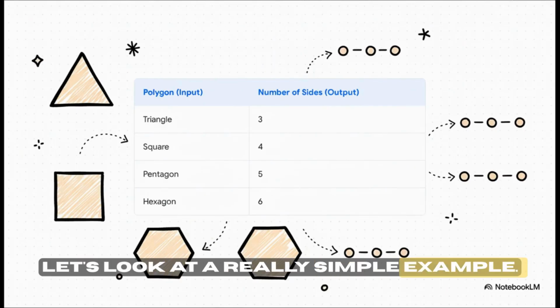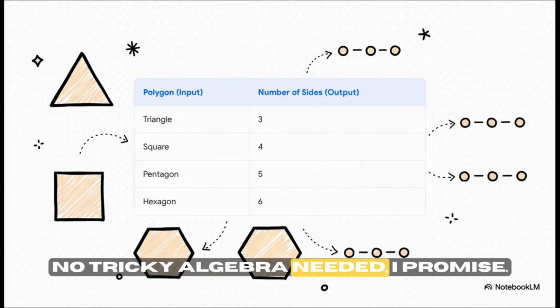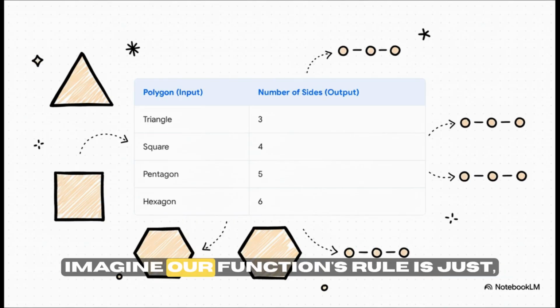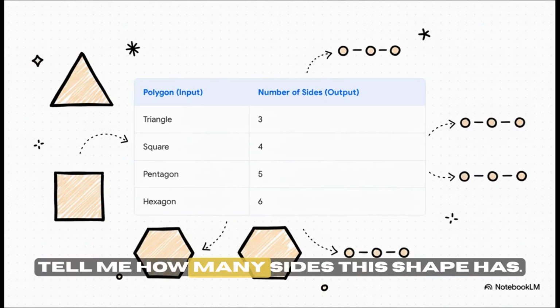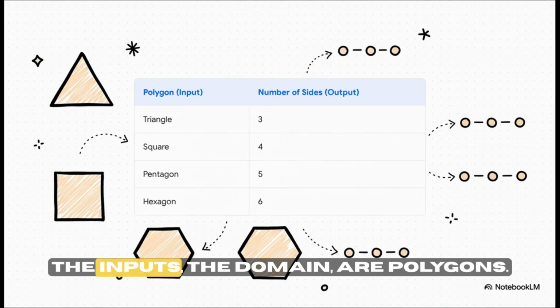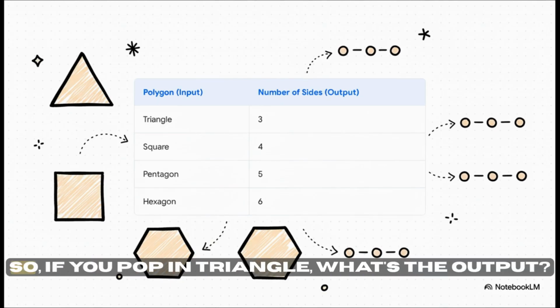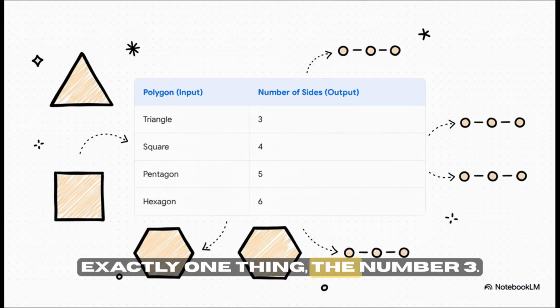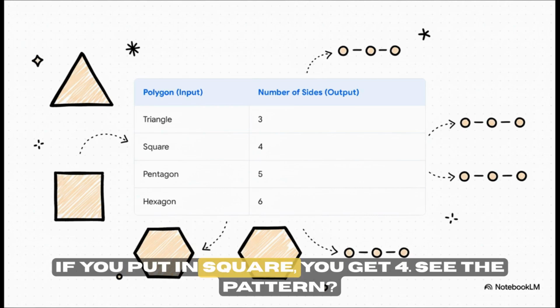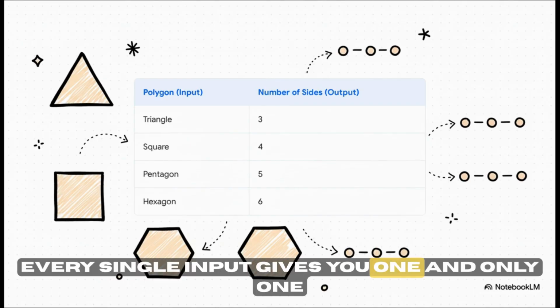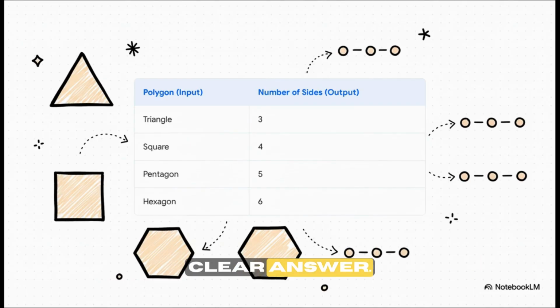Let's look at a really simple example. No tricky algebra needed, I promise. Imagine our function's rule is just, tell me how many sides this shape has. The inputs, the domain, are polygons. So if you pop in triangle, what's the output? Exactly one thing, the number 3. If you put in square, you get 4. See the pattern? Every single input gives you one and only one clear answer.